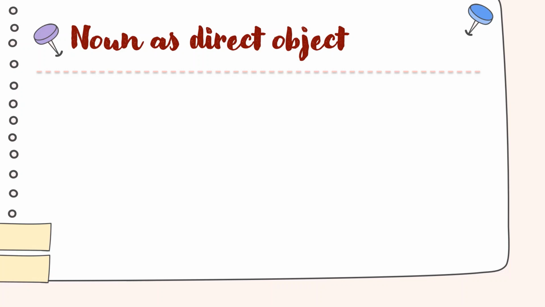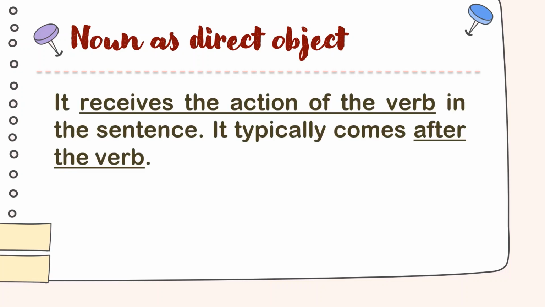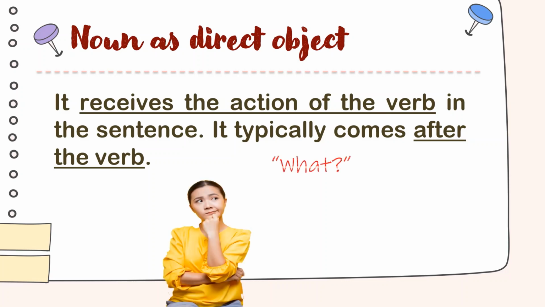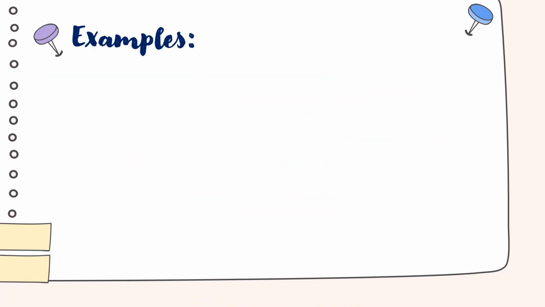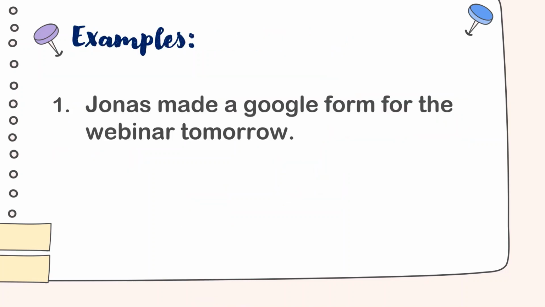Second, a noun may be used as a direct object. When a noun is used as a direct object, it receives the action of the verb in the sentence. It typically comes after the verb, and it also answers the questions what or whom. Analyze the given examples. Number 1. Jonas made a Google form for the webinar tomorrow. What did Jonas make for the webinar tomorrow? You were right. He made a Google form for the webinar tomorrow. Google form is a direct object that receives the action of the verb made done by the subject Jonas.